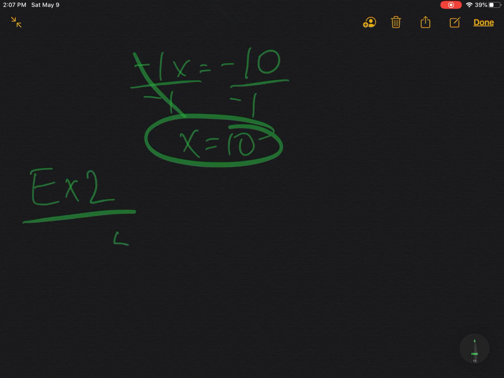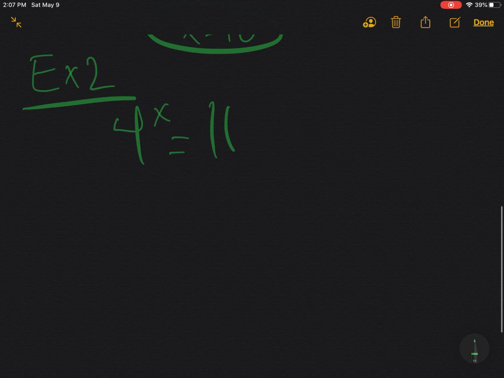So for example, let's start the same. 4 to the x power equals, let's say, 11. And I'm taking this straight from the book. So if you look at these bases, you notice that they don't have a relationship. Like I cannot turn 11 into 4 to the something power, right? Okay, so that's what I mean by they don't have a relationship here.